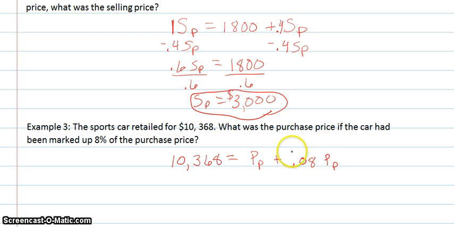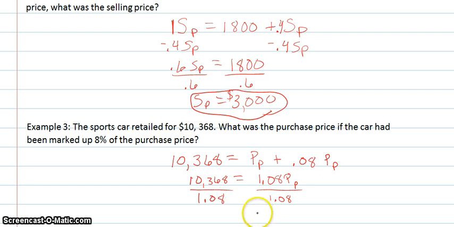So then we go ahead and add those together. So it's 1.08 P would equal 10,368. Then divide both sides by 1.08. So our purchase price is $9,600. And again, in this one, that was all we needed to find.